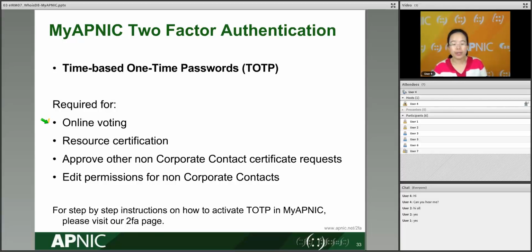And the resource certification, for example, the RPKI things, and approving other non-corporate contact certificate requests. So if another non-corporate contact wants to pass a certificate request, then you need to approve it. You need to get the TOTP to edit the permissions for non-corporate contacts. So if you want to have these rights, you should set up the TOTP authentication. These days most of the time we are using the TOTP.